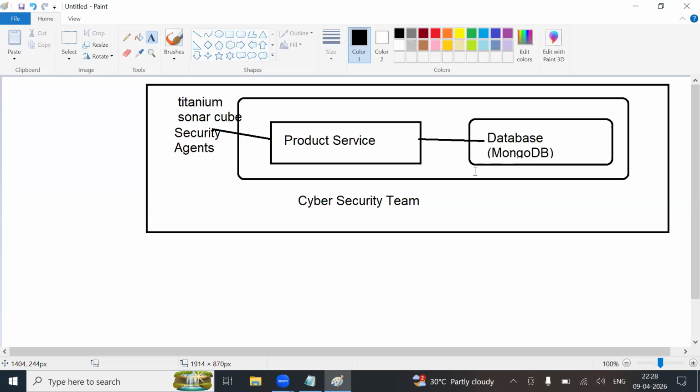Okay. So you need to move this one. You need to go to the product service, then only you can touch your database. So you can't easily touch your database. If somebody comes and asks you, you tell them that I had implemented a Titanium and SonarCube as a security agent so that my database cannot be hacked easily.